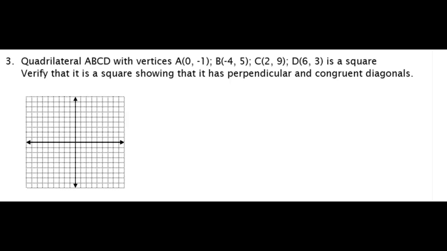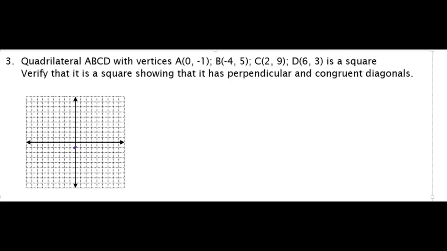We're given the vertices to a quadrilateral and told that it's a square. And then we're asked to verify that it really is a square by showing that the diagonals are perpendicular and congruent. So the first thing I like to do is sketch, because sometimes our vertices aren't given to us in the order that we think they are. So I like to sketch them and make sure that I'm actually calculating the diagonals and not a side of the square. So I'm going to go ahead and put that on this little grid over here.